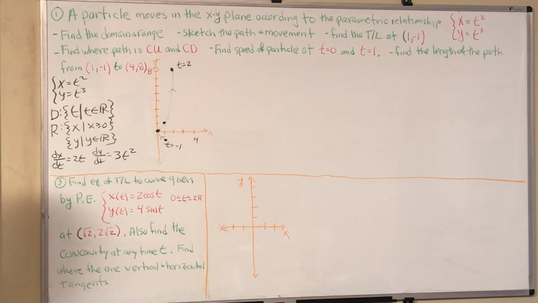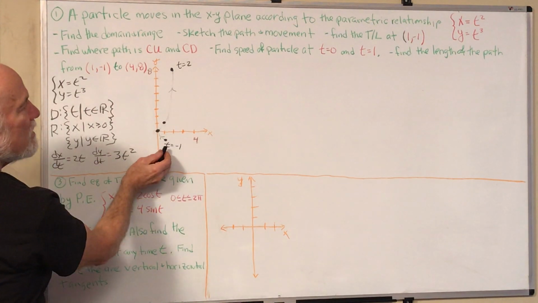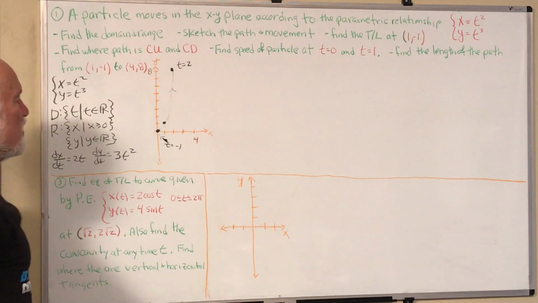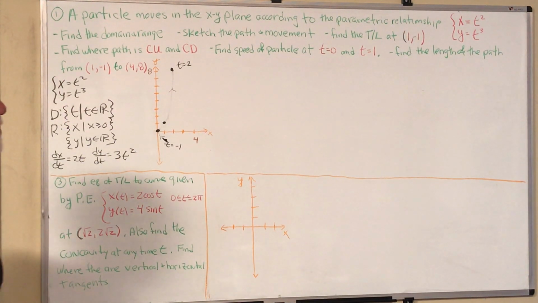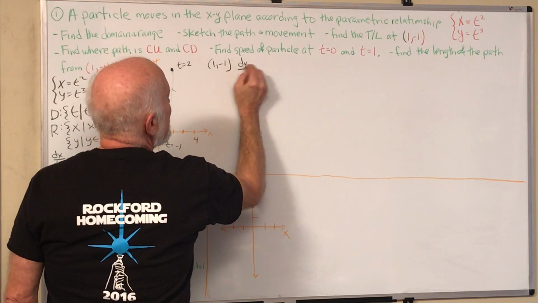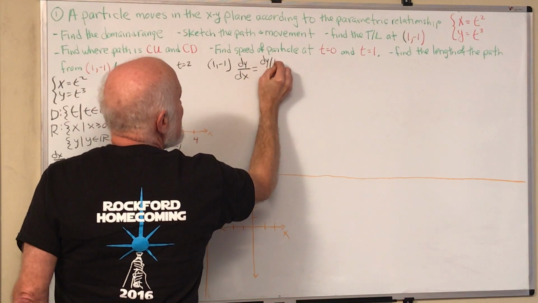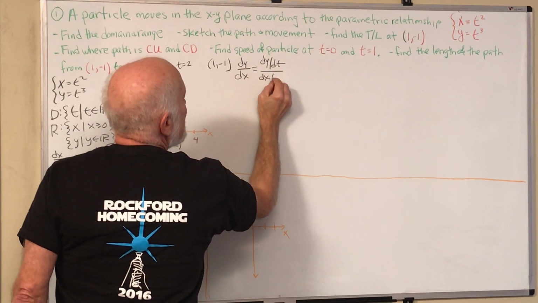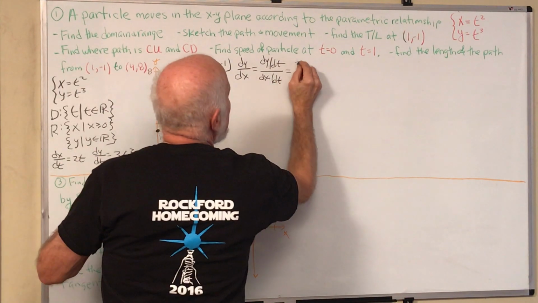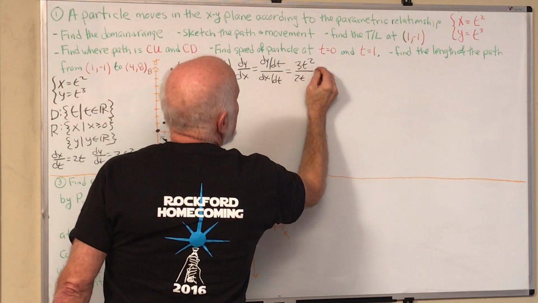Okay, so what else do I want to find? I want to find a tangent line at the point 1, -1, right down here. So what do I need for a tangent line? A point and a slope. Well, I've already got the point. I need the slope. So what is dy/dx? We proved that it was equal to dy/dt over dx/dt. And dy/dt is 3t squared, and dx/dt is 2t.